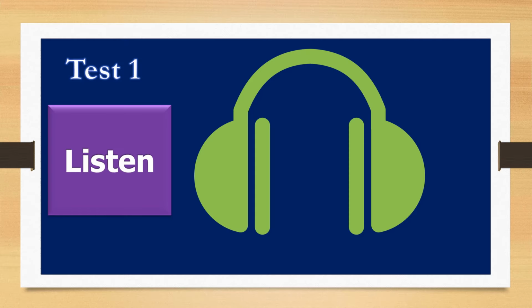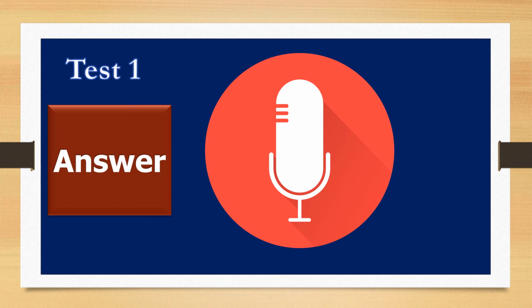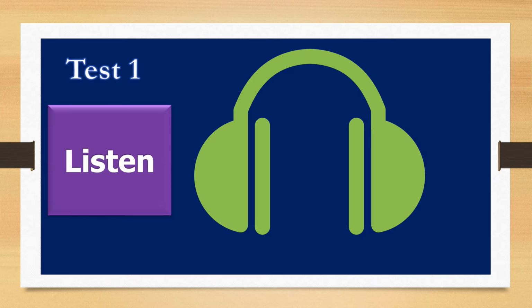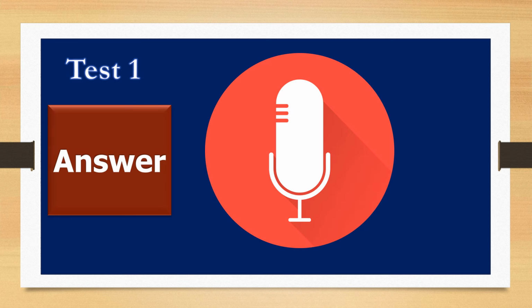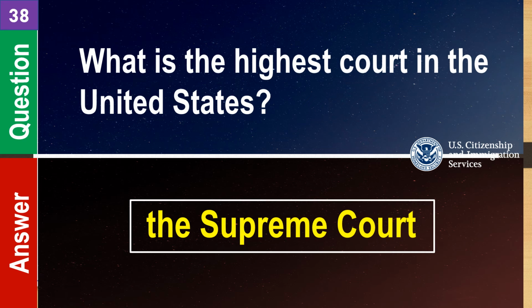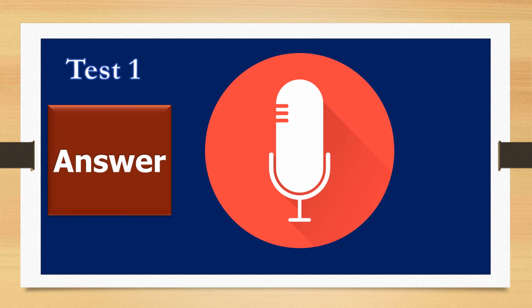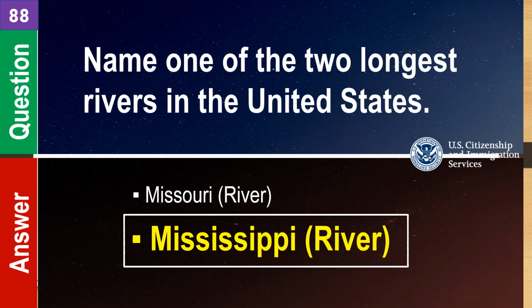What group of people was taken to America and sold as slaves? Africans. What is the highest court in the United States? The Supreme Court. Name one of the two longest rivers in the United States. Mississippi River.